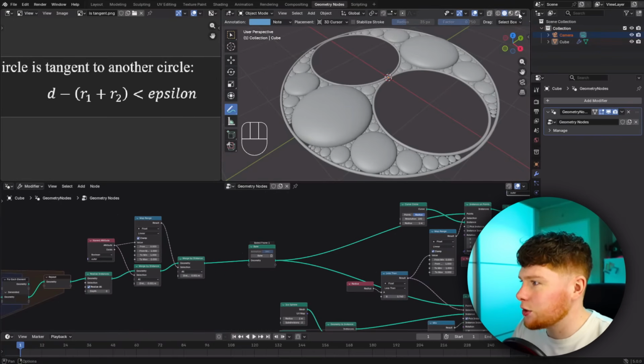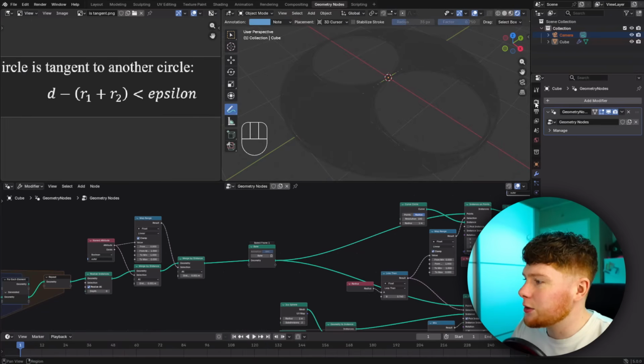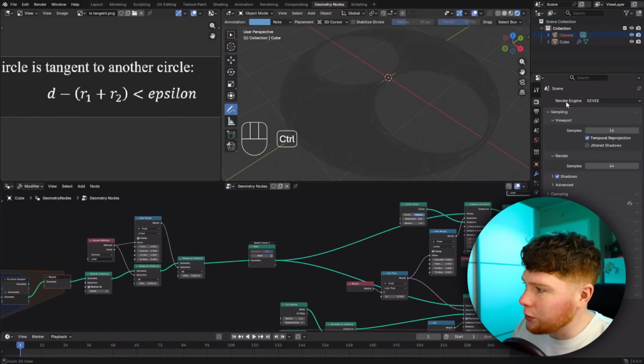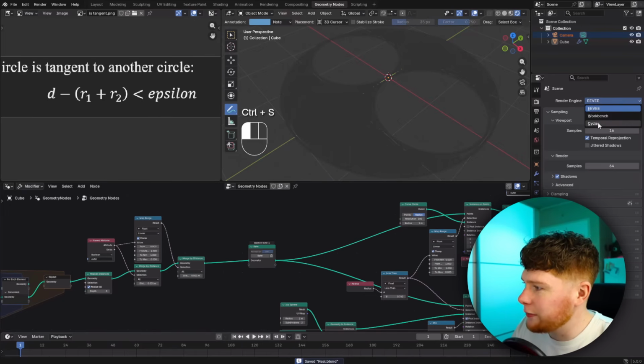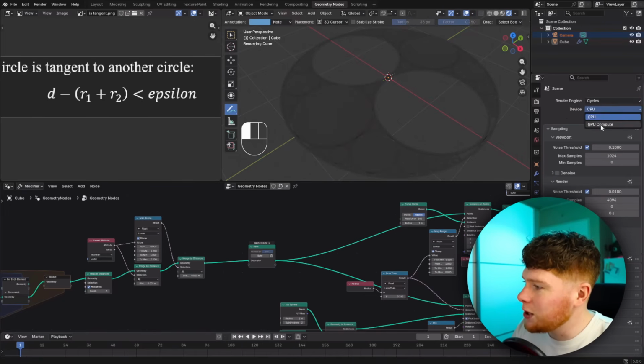Let's go into cycles. So let's go into render view and let's go into render properties. And let's also press Ctrl S to save the file so that it's not going to crash. And let's then set it from Eevee to cycles. And let's set device on GPU compute.